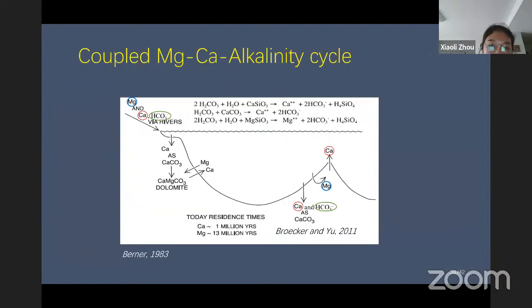And how about the magnesium and alkalinity? As I showed you at the beginning of this talk, the magnesium, calcium, and bicarbonate are coupled. So they are delivered to the ocean from the river, and they are removed as calcium carbonate and also some dolomite. And over the hydrothermal vents, the calcium is released to the ocean, but magnesium is removed from the ocean. So how does the weathering and hydrothermal flux affect the magnesium?